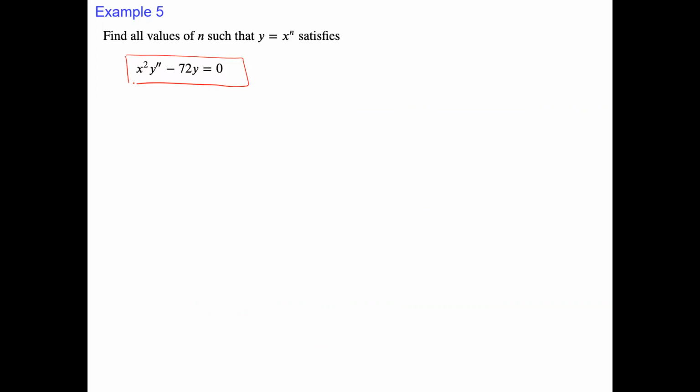X squared times y double prime minus 72y equals 0. We can see it's a second order differential equation because we see y, the unknown function, but we also see the second derivative. But we are not asked to solve this equation on its own. Again, that's calculus 2. Let's just substitute.